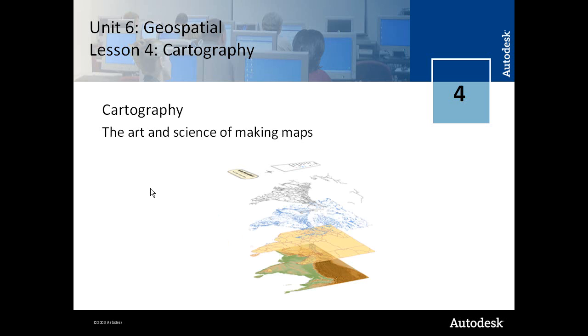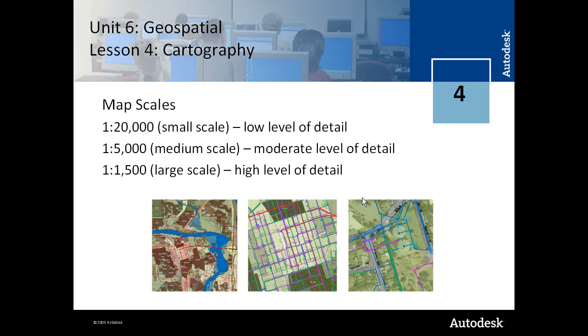So as mentioned, cartography is defined as the art and science of making maps. And there are a number of things to be aware of. First and foremost are drawing scales. A 1 to 20,000 scale would be a small scale drawing which shows a low level of detail. A 1 to 5,000 drawing would be a medium scale drawing that shows a moderate level of detail. And a large scale drawing might be a 1 to 1500 or a 1 to 500 scale drawing where you're showing a high level of detail.